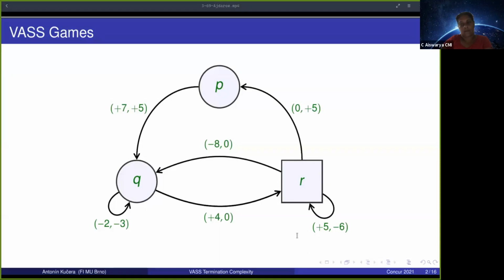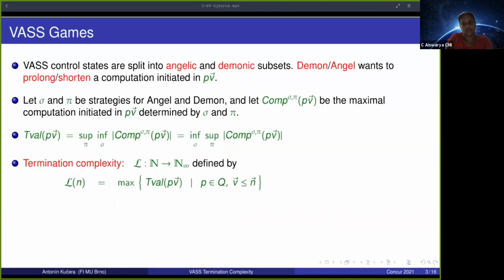A computation terminates when one of the counters becomes negative, and the aim of player Demon is to prolong the computation as much as possible, while player Angel aims at shortening the computation. To capture this objective formally, we define the notion of termination value and termination complexity in the following way.